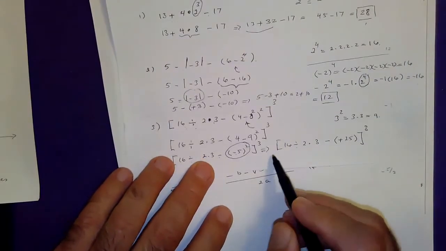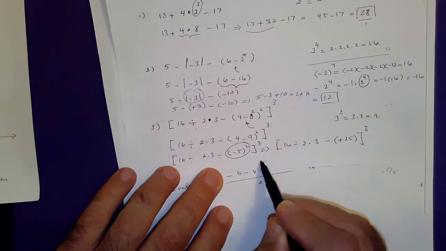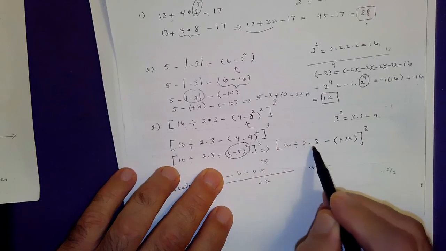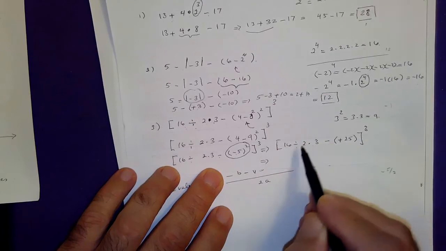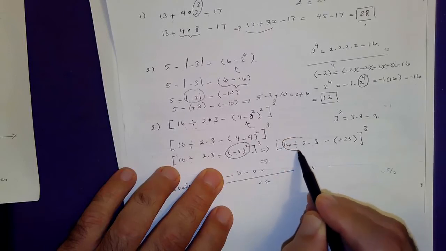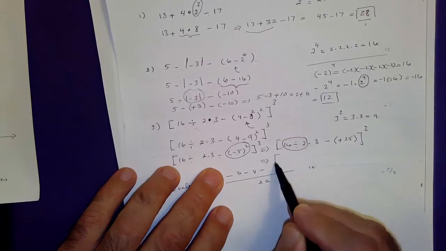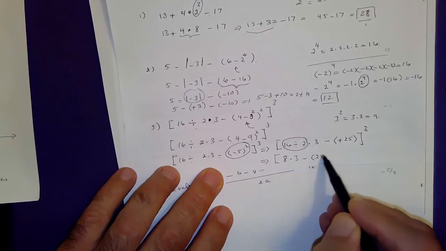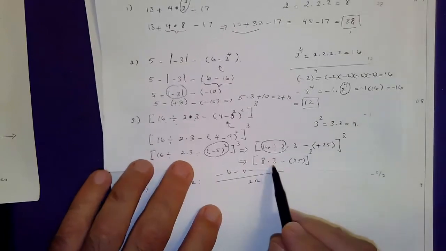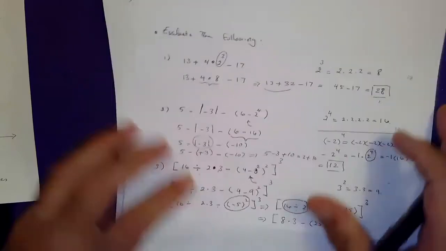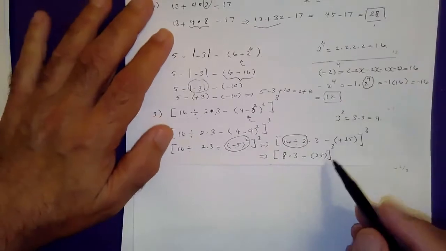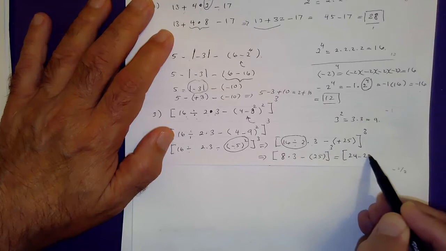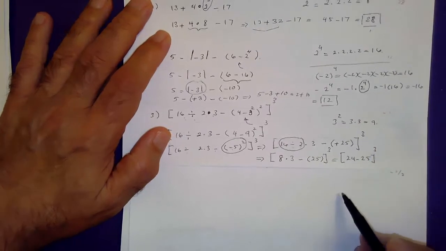Alrighty, so now, as I go from left to right, I see division, multiplication, subtraction. So I gotta do division first. Be careful. So this would be 16 divided by 2 is 8. Okay. And now I see multiplication, right? So that would be 8 times 3 is 24, minus 25 cubed.